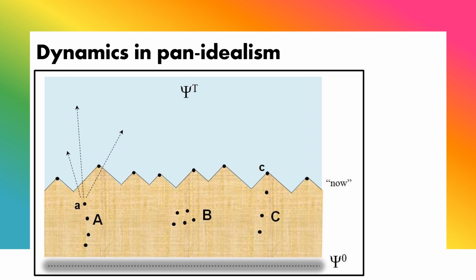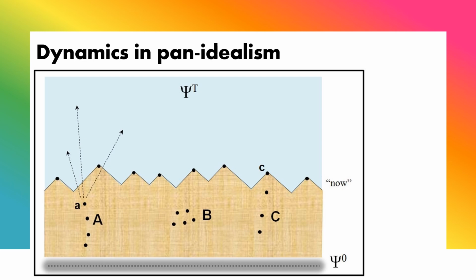How does dynamics in pan-idealism work? Here we have a sketch of the universe at cosmic time, big T. Psi 0 is the initial quantum state of the universe before any collapse events have occurred. That's at the bottom of the screen. The black dots are collapse or localization events, and taken together, the past light cones of these events mark the cosmic past of the universe, which is drawn in brown. The boundary of this region is the cosmic present, which I've labeled now.